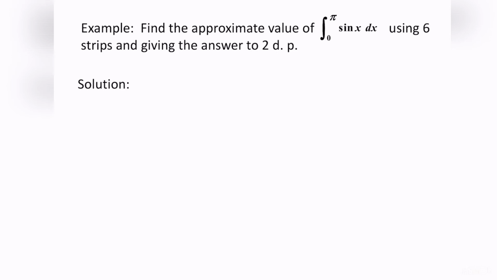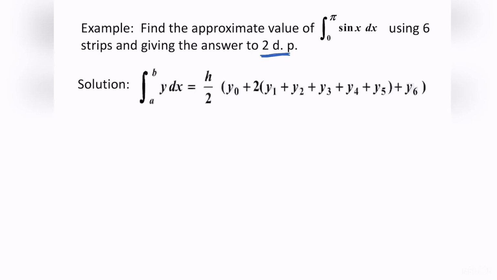Find the approximate value of the integral from 0 to pi of sine x dx using 6 strips and giving the answer to 2 decimal places. So here it's decimal places, not significant figures. Decimal places means 2 numbers after the decimal point. Okay? Right. Yeah, so we need 6 strips. That means we will have 7 y's.